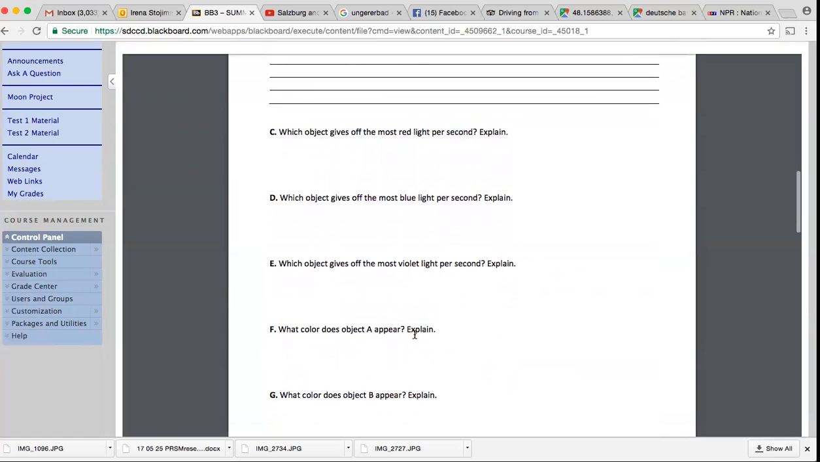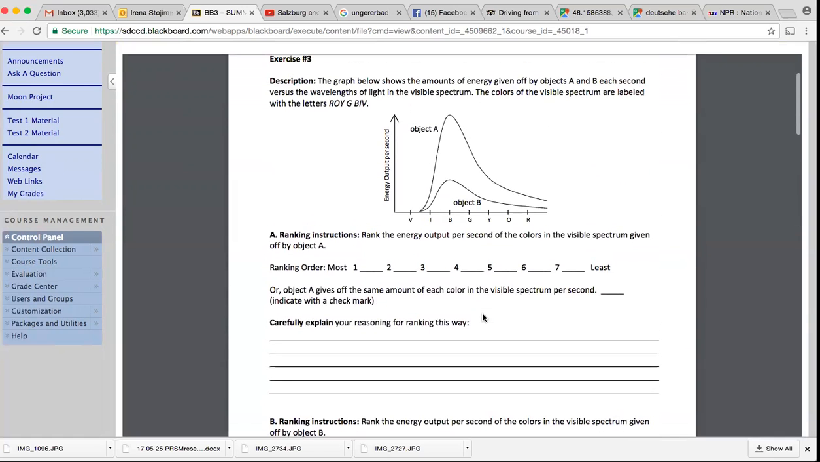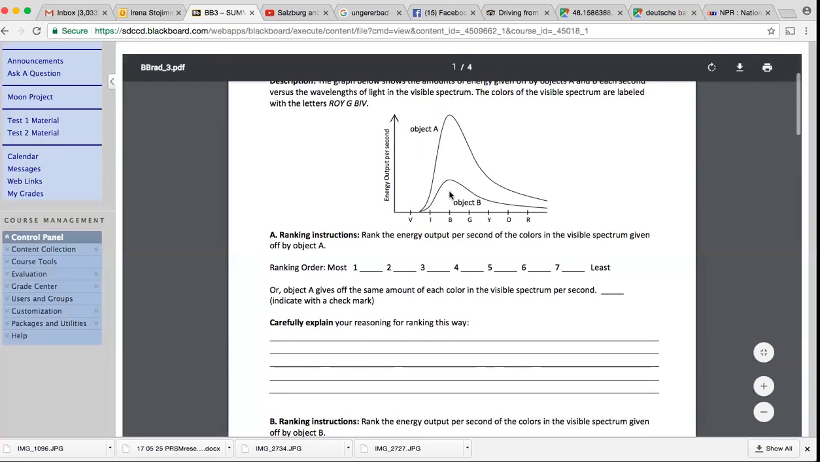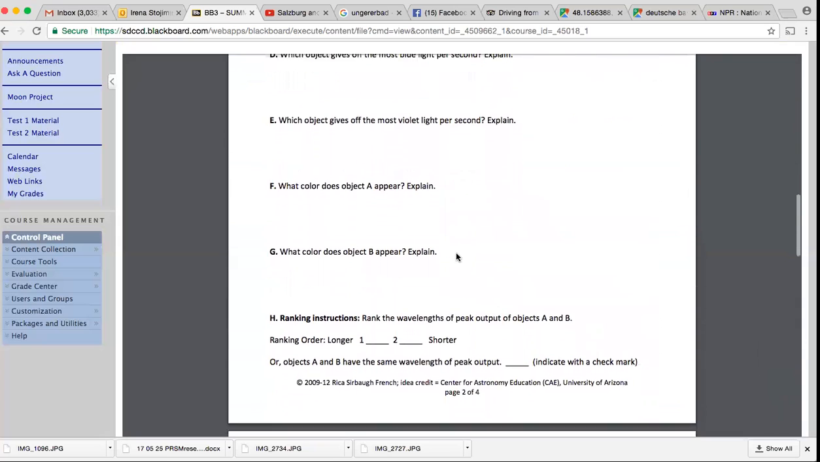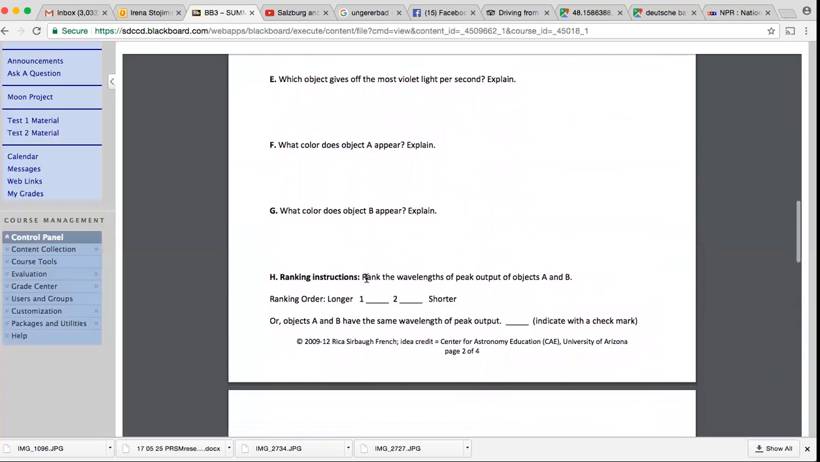What color do they appear? Let's see. Object A, they would both appear blue. Very good. Okay. Now the hard questions. Rank the wavelength of peak outputs of objects A and B.